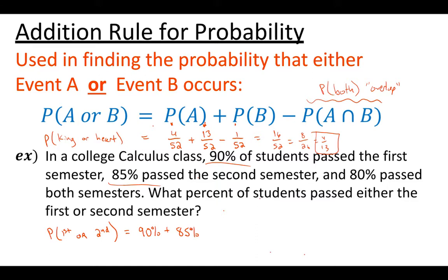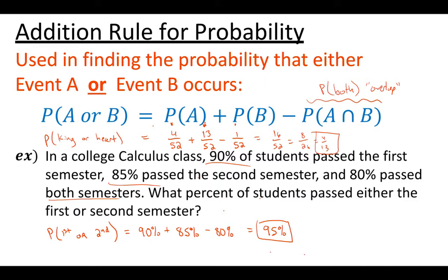And then we're going to minus out the overlap. So 80% passed both, so 80% of them would be getting double counted. So we'd have to subtract out that 80%, and that would tell us how many passed either the first or the second. So when we do that, it comes out to 95%. So 95% of students either pass the first or the second or both, right?